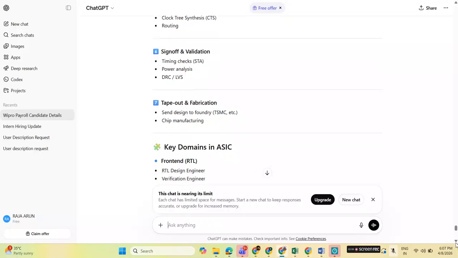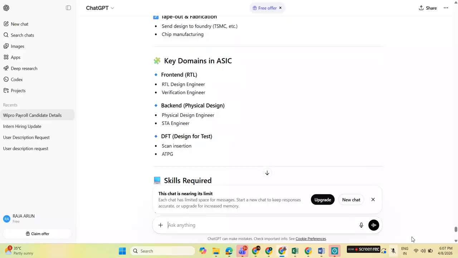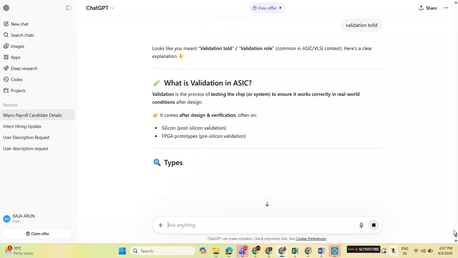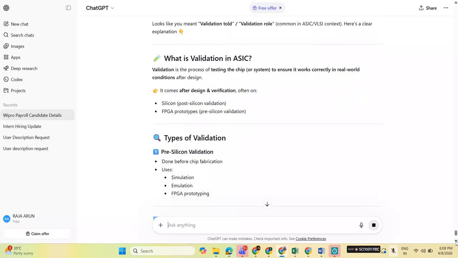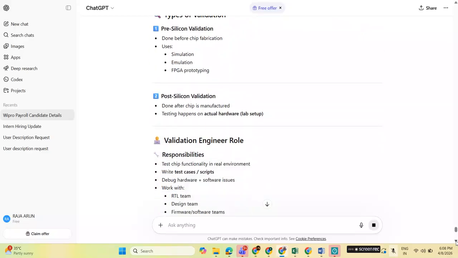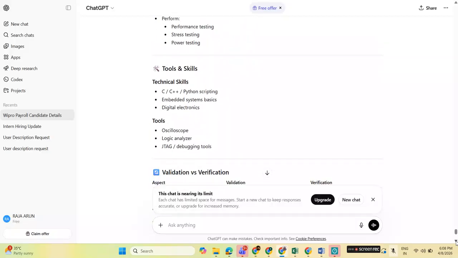Okay, validation. So you said you worked as a validation engineer. Yeah. What do you look for in a candidate when you're hiring for a validation engineer? For verification and validation, good experience in validation tools, they will be using ATG, and pre-silicon validation, emulation, simulation, test chips, script writing, RTL, power testing, oscilloscope, like that.